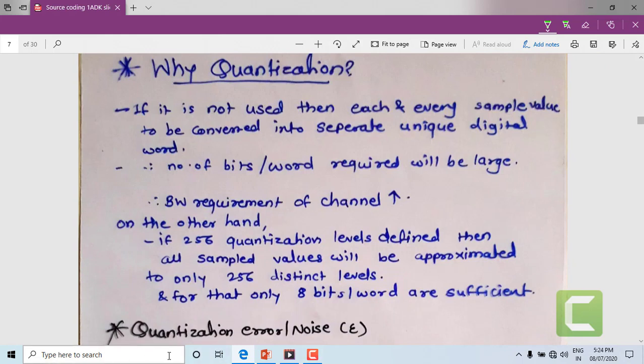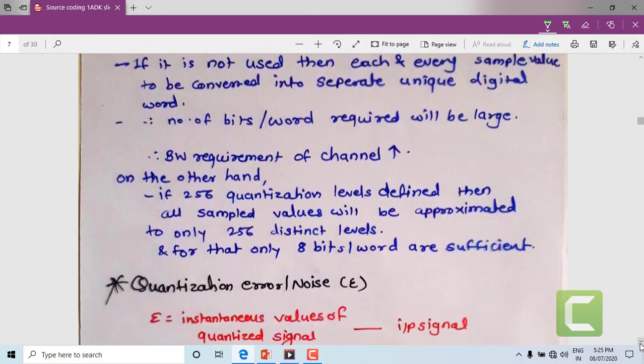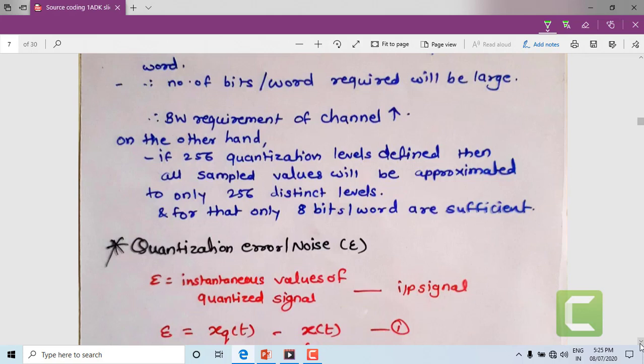If I have 256 quantization levels defined, then there will be 256 sample values, and to represent these 256 quantization levels I will need 8 bits per word. In other words, if my ADC is of 8 bits, I can have a maximum of 256 quantization levels.